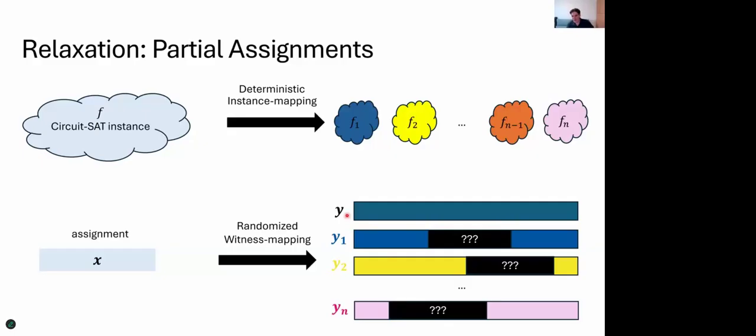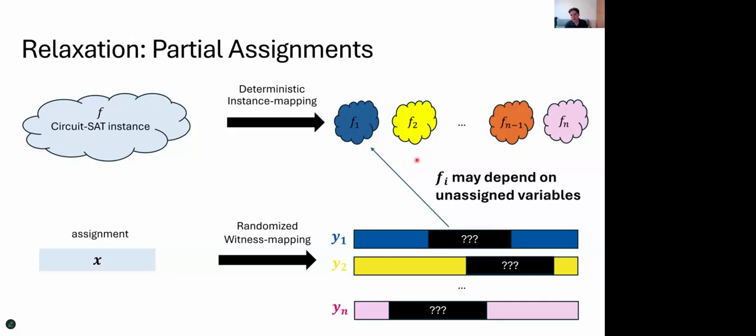And it's very clear that if some variable does not affect F1, then I can keep it unassigned. But in fact, I'm going to further relax this notion, and I'm going to allow the partial assignment to leave unassigned variables that affect the output of F1. So even if the 10th variable here affects the output of F1, I can keep it unassigned. Okay? And this is an artifact of the constructions that we have. I don't know whether this relaxation is necessary.